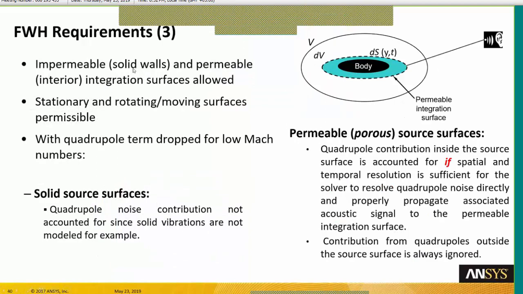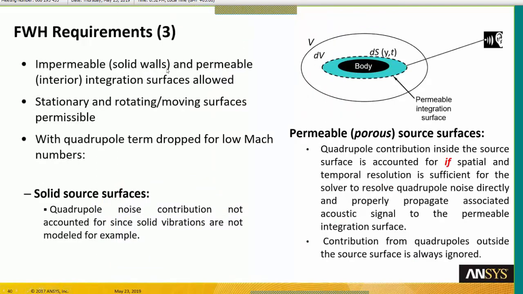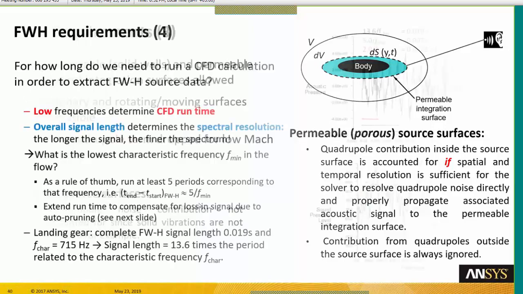Yes, you can consider solid walls and also permeable interior surfaces. You can do the analysis considering these two sets of surfaces, remember. A quadrupole term is dropped for low Mach number. So when you use permeable porous surfaces, you will consider the quadrupole contribution inside the domain up to the frontier, but after the frontier, you are not going to propagate this information anymore. For solid source surfaces, you won't have any quadrupole noise contribution. We talked about it yesterday.